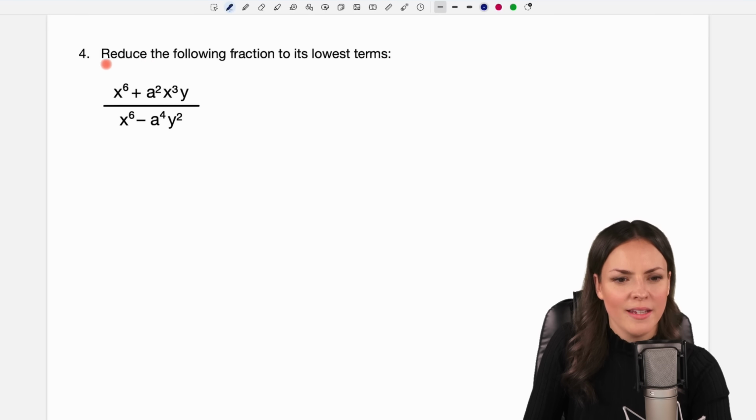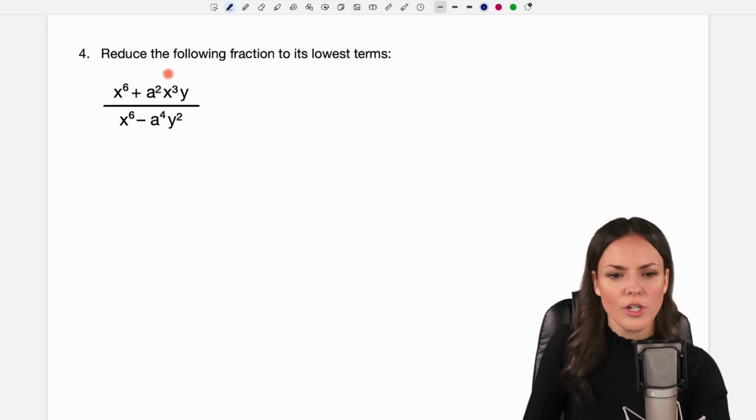Number 4. Reduce the following fraction to its lowest terms. Okay, we shall just reduce this fraction.